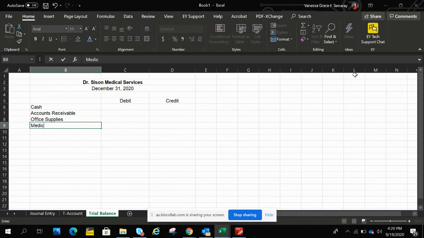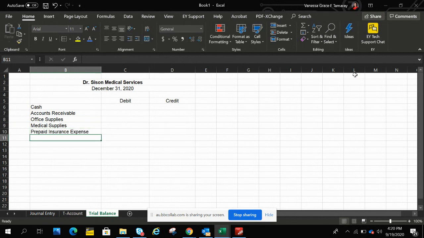Then, we also have medical supplies. And then, yung mga equipment na. And then, meron pa tayong prepaid expense. Prepaid insurance expense. We have medical equipment. We have land. We have building.